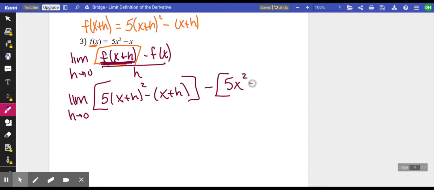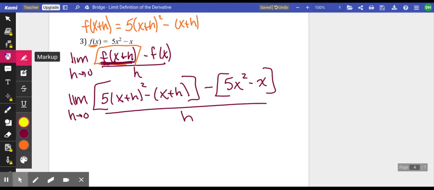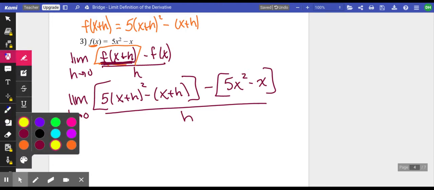5x squared minus x all over h. Okay, so parentheses and brackets. Now, the only catch in this one is I have to do order of operations. So you'll notice I have a squared here. Who am I squaring? Am I squaring the 5x plus h or just the x plus h? Well, this squared is only sitting on the x plus h. So we do have to FOIL that out.